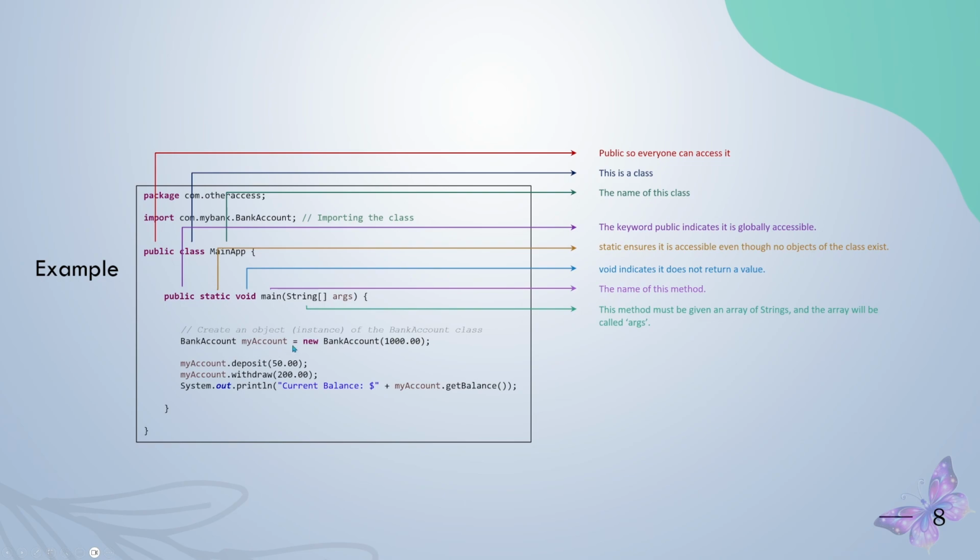Again, Java is all about instances or creating an object. So here, same as we create an object or instance of the BankAccount class, which is myAccount.